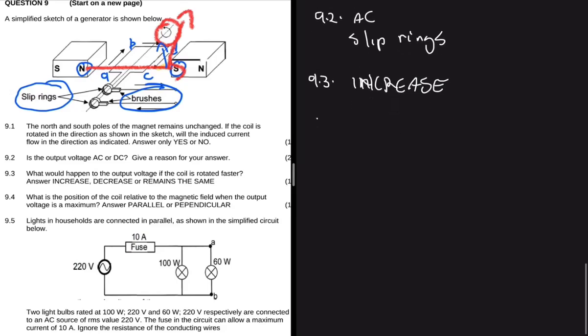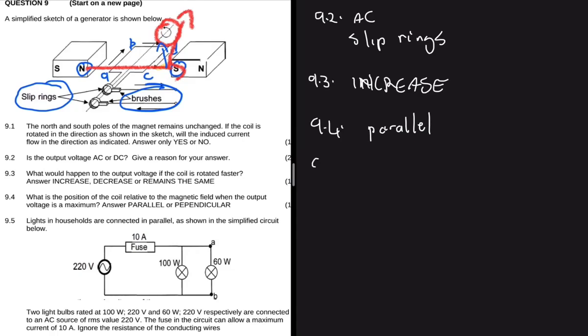And then now we can go to 9.4. 9.4 says, what is the position of the coil relative to the magnetic field when the output voltage is a maximum? That position would be parallel, right? Because when it's perpendicular, that's when our voltage is 0, and then when it's parallel, the voltage is maximum.